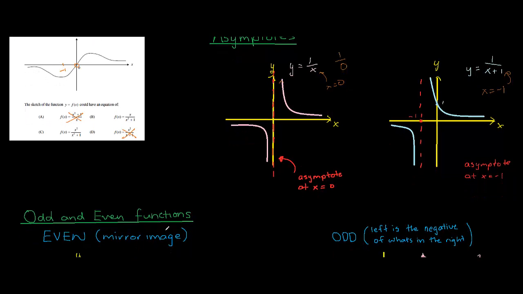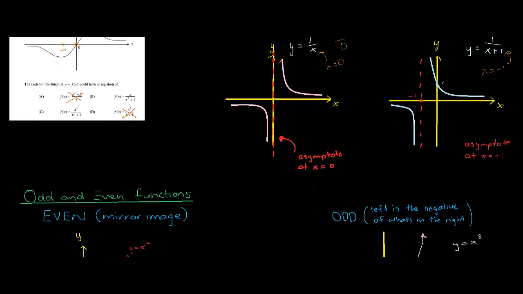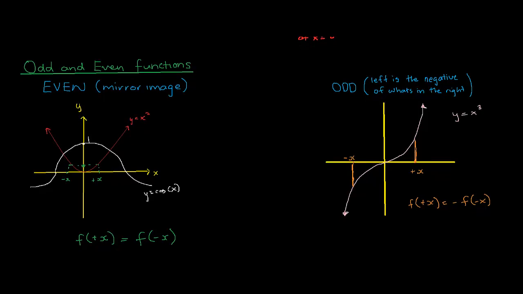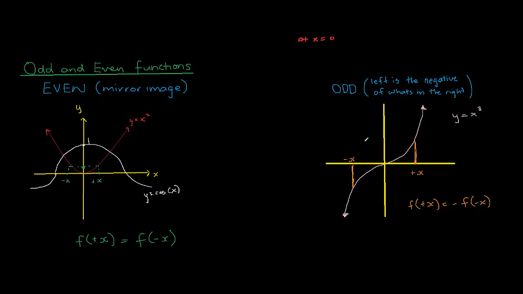So we're going to use this concept now of odd and even functions to talk about whether it's B or C. Odd and even functions are really interesting, and I've just drawn a graph, even functions on the left and odd functions on the right. So we'll do evens first. Even functions, the easiest way to explain it is just that it's a mirror image over the y-axis.